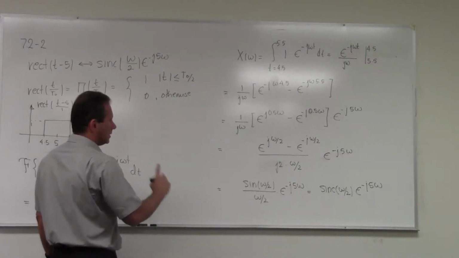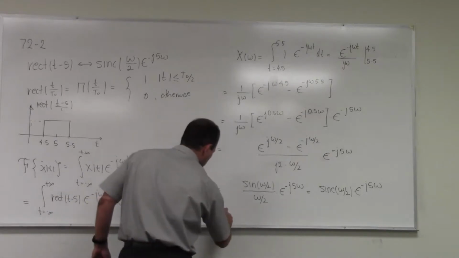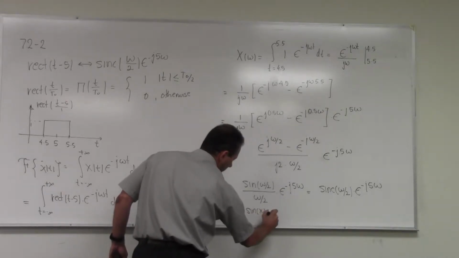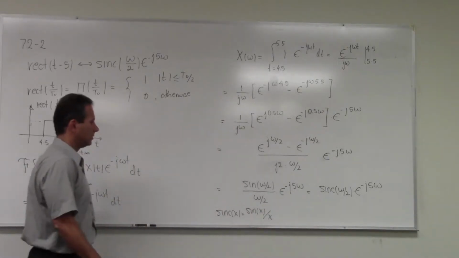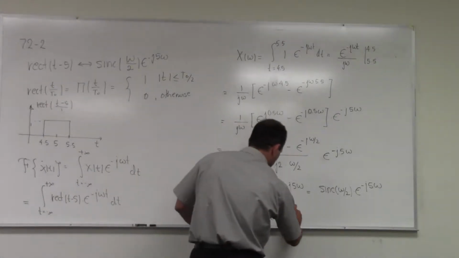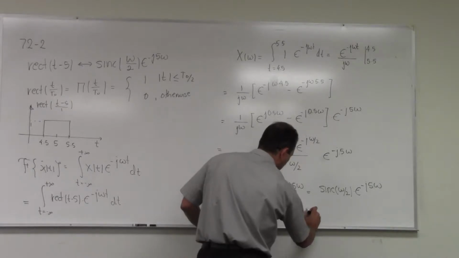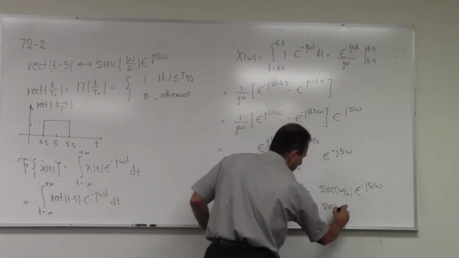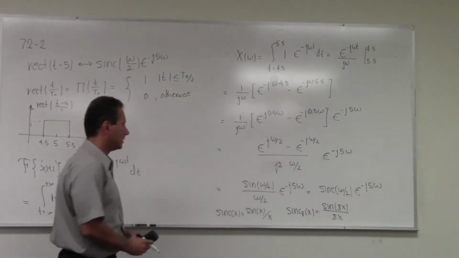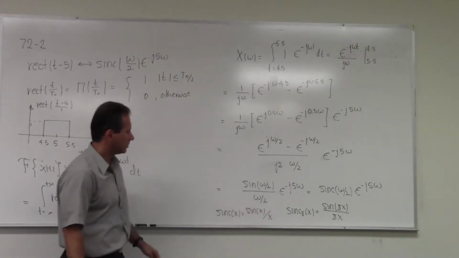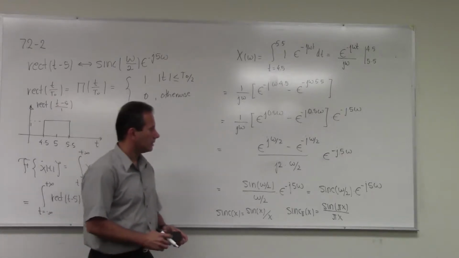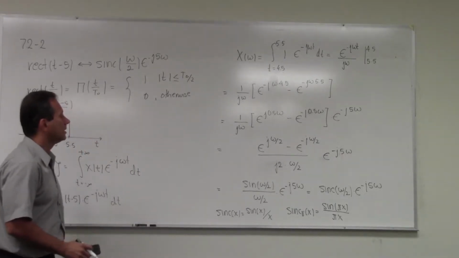Proven. One thing that you should keep in mind: your book defines sinc of x as sine of x divided by x. That's the definition of the sinc in your book. There's an alternative definition where sometimes it's written as sine pi x over pi x. This one is most commonly used in communication books, but in your book the sinc is just sine x over x. Okay? So that's an easy problem.